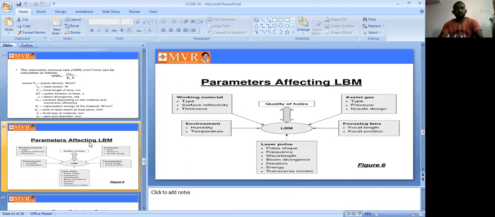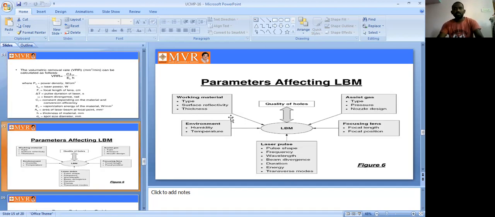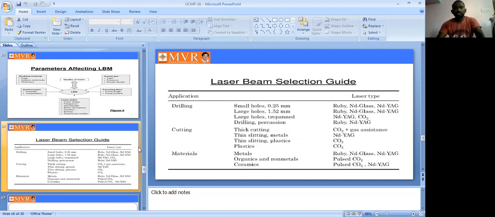Next is the parameters affecting LBM. We have different types of parameters, and these parameters affect the laser beam machining process. Working material is one of them. Parameters affecting the laser beam machining process is a very important topic. By using these parameters, we can see some of the effects on the laser beam machining process.